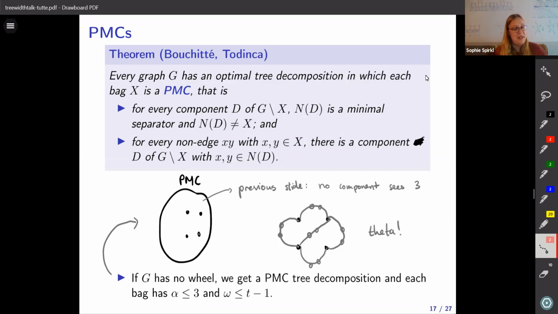Right, I know that PMCs seem kind of out of nowhere here, but they tell us that things are easy, things are nice if there are no wheels. So what is the problem with wheels?